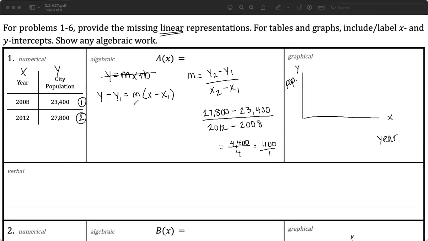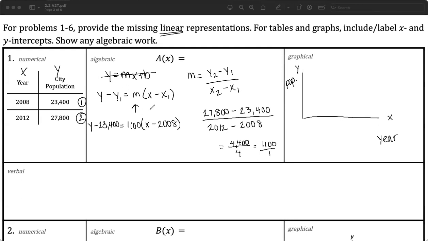Once I find the slope, this portion of the problem is done. I can then go ahead and put my slope in here. So my slope is 1,100, and I don't need to put it over 1 because it's kind of like a more basic piece of information. And I'm just going to take this first point and use that. So I'm going to have y minus 23,400 and then x minus 2008. And all I'm going to do in here is solve for y and get y on its own.